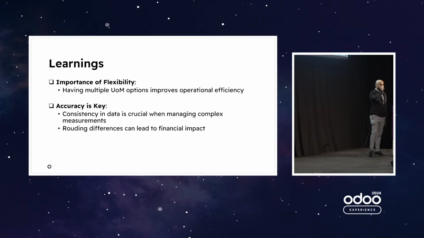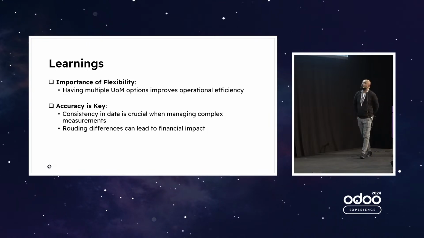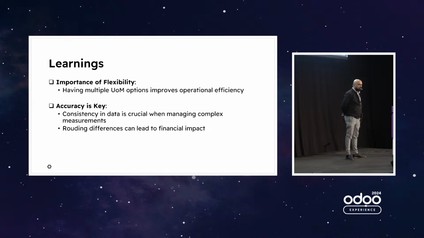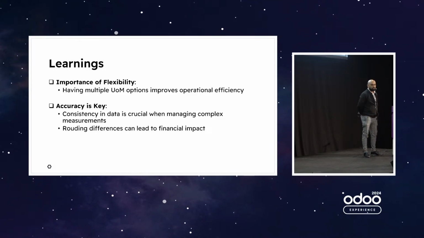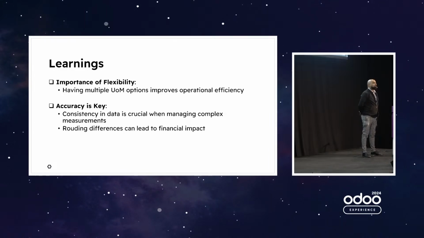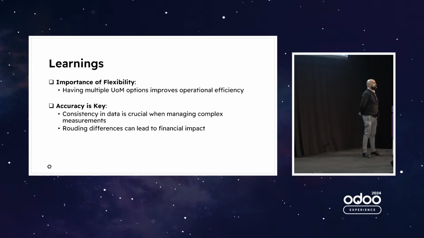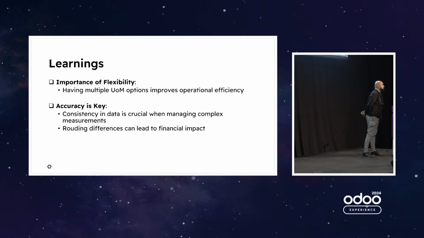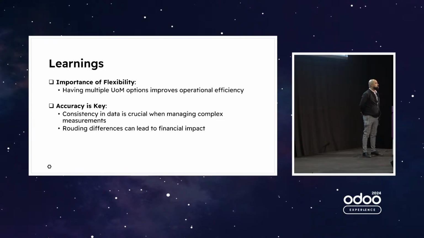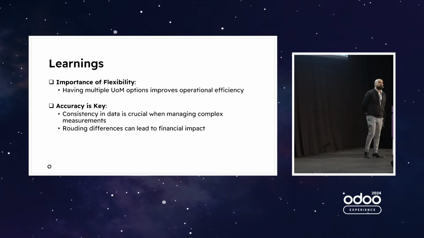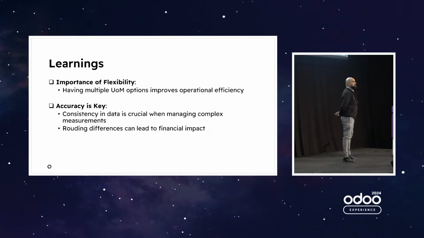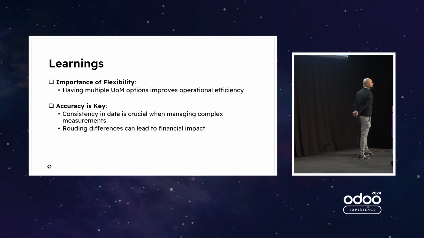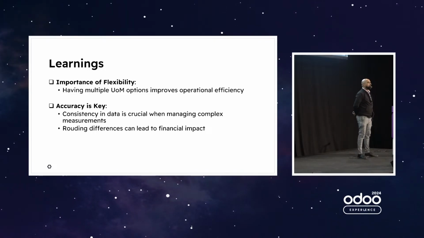So let's go a bit into the learnings, and then I will open it up for Q&A. Basically, two important learnings that we took from this use case at the customer. The importance of flexibility. Of course, we could lock it only in the master data, but then from a sales perspective, we were having questions like, okay, but I have this product only available in meters, but I'm also selling it in square meters. How can I adjust my prices?